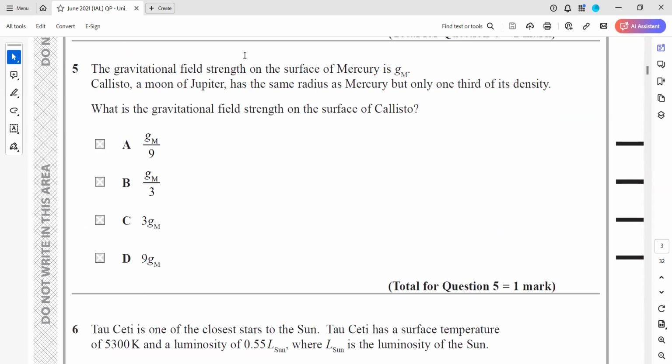The gravitational field strength on the surface of Mercury is Gm. Callisto, a moon of Jupiter, has the same radius as Mercury, but only 1/3 of its density. What will the gravitational field strength be? If we compare the gravitational field strength, and it has the same radius, the value g equals capital G M over R squared.